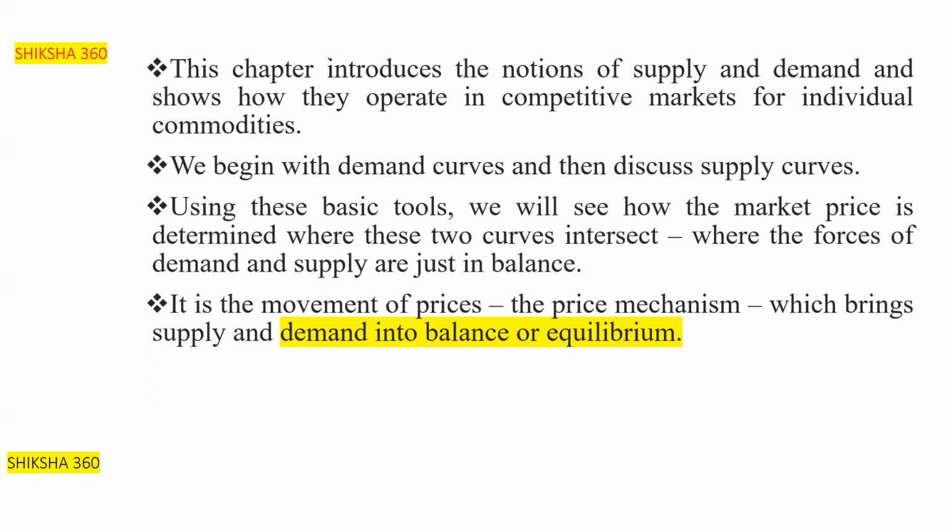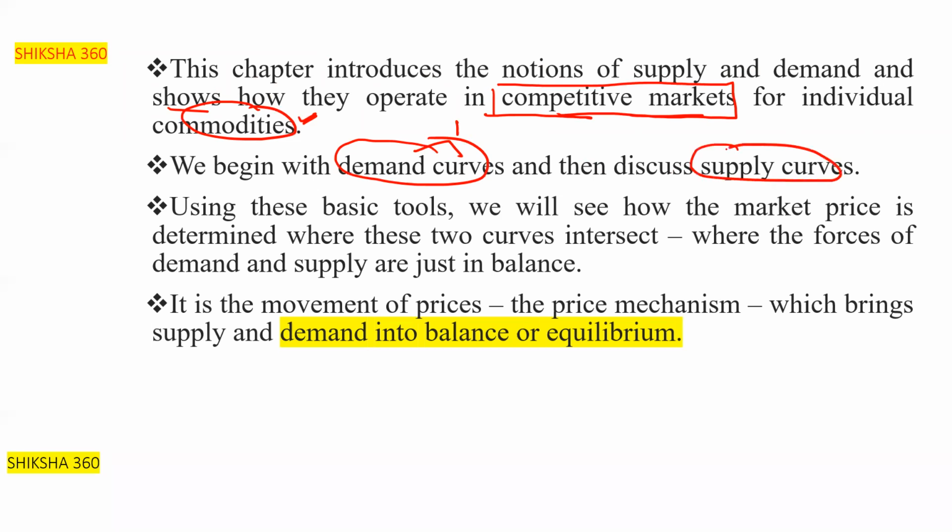This chapter introduces the notions of supply and demand and shows how they operate in competitive markets for individual commodities. Here we begin with the demand curve. In this session we will discuss the demand curve, and in the next session we will discuss the supply curve.